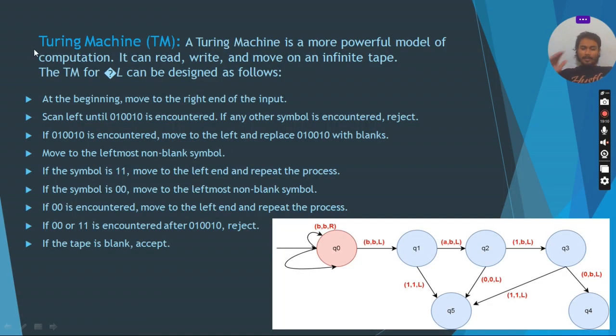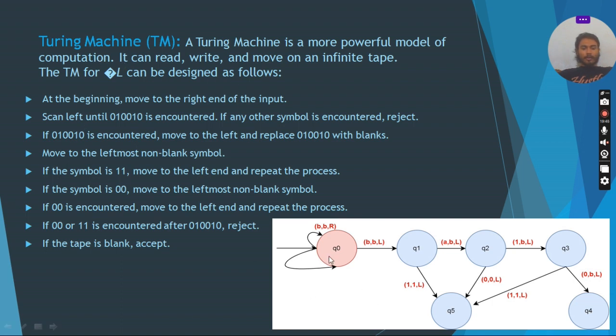Another important thing to know is the Turing machine. Alan Turing was a scientist who was very popular in his time, and he created the Turing machine, which is a more powerful model of computation. It can read, write, and move on an infinite tape, which means it can create a loop. The TM can be designed as follows.